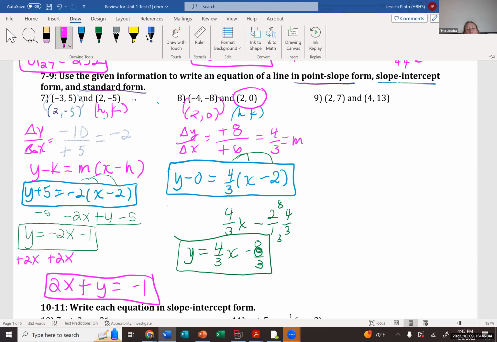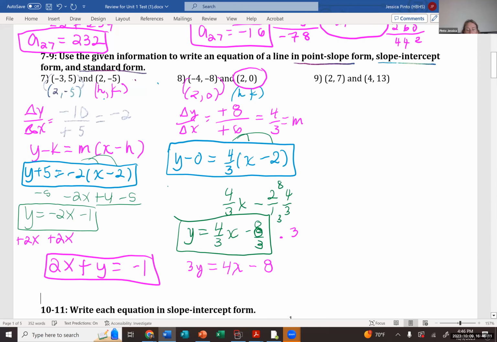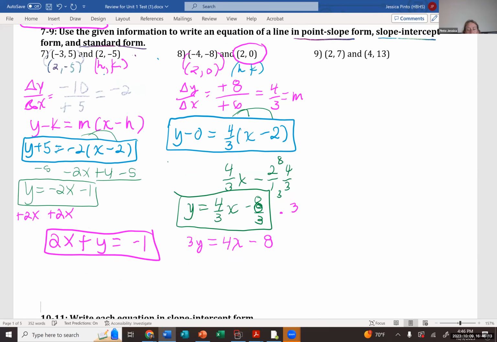Okay. So to put this in standard form, we're not allowed to have any fractions. So since there's a 3 down in the denominator, I'm going to multiply everything by 3, which is going to give me 3y is equal to the 3 in the top is going to cancel out with the 3 in the bottom. It's going to be 4x. And then it's going to give me just minus 8, which is really nice because then I just have one more step to do to put it into standard form. That's going to be subtract the 4x.